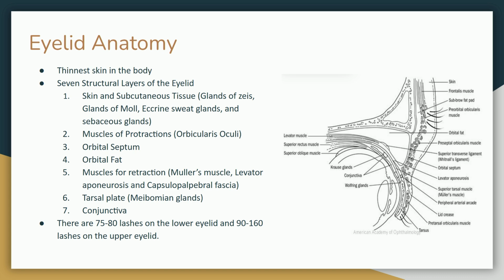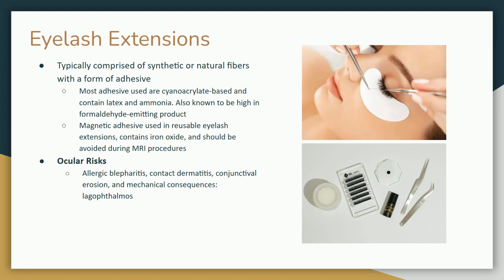The first beauty trend I'm going to talk about is eyelash extensions. This is very common, especially in younger female patients. They are typically comprised of a synthetic fiber or a natural fiber that is then applied with an adhesive. Most adhesives are cyanoacrylate based, and they will contain some latex as well as ammonia. They are also known to be high in formaldehyde-emitting products, and this is a concern because the U.S. Food and Drug Administration, as well as Health and Human Services, has identified formaldehyde as a carcinogen. So with that involved around your eyes, that's not really the best.